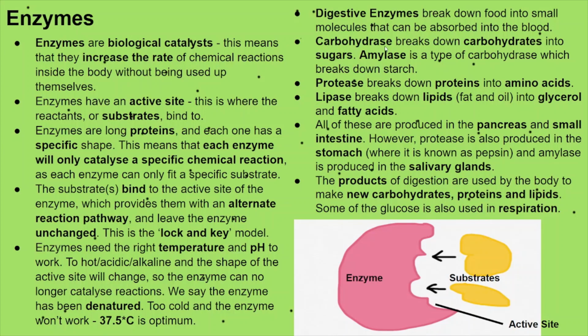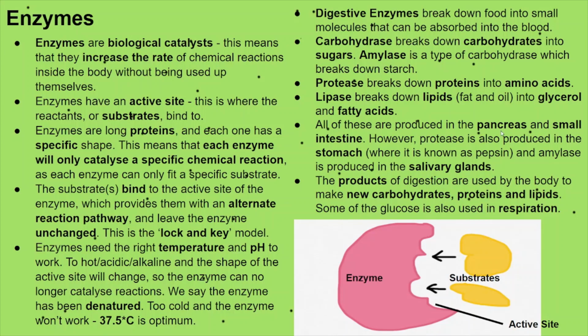Obviously carbohydrase breaks down carbohydrates into sugars. Now we have a type of carbohydrase that we look at in detail, which is amylase, and this breaks down starch, which is obviously a type of carbohydrate. Protease breaks down proteins into amino acids, and lipase breaks down lipids, and remember lipids are just fats and oils, so lipase is for fats and oils, and these break down into glycerol and fatty acids. Now you need to know where these are produced.